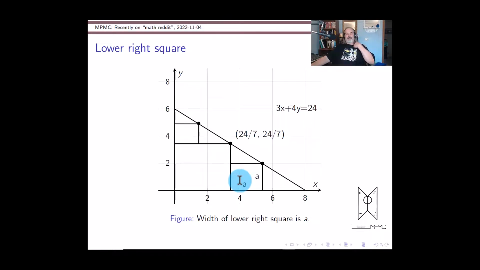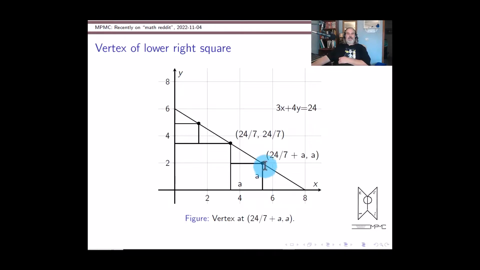And we're basically going to play the same game. It's just that we have to work a little harder to write down the mystery coordinates of this vertex. So again, this is a square, so I'm going to label its common length and width as lowercase a. Since the big square already is known to have a length of 24/7, that means that the x coordinate of the vertex of this smaller square is 24/7 plus a. The y coordinate of that vertex is just going to be a, right?